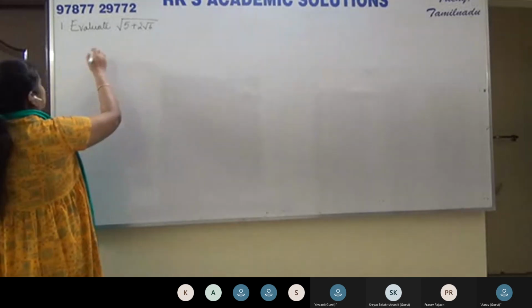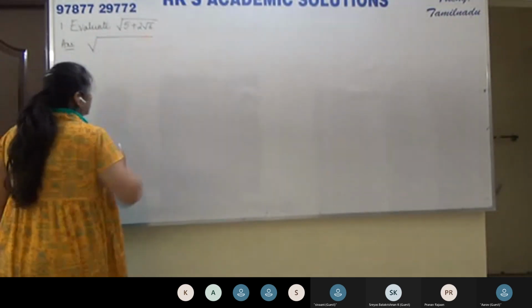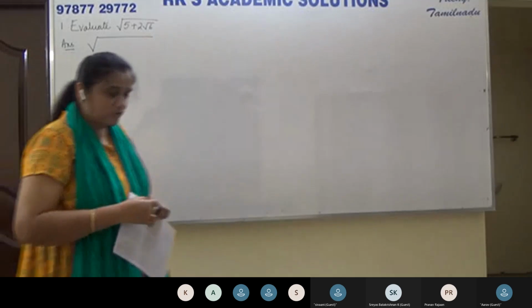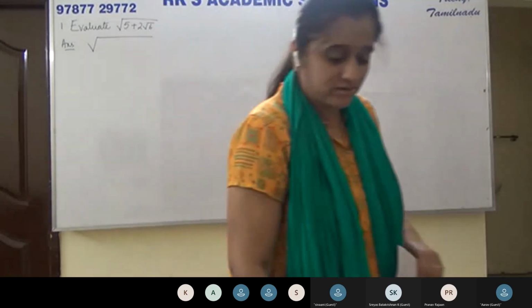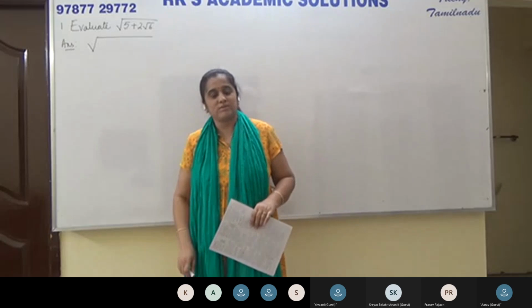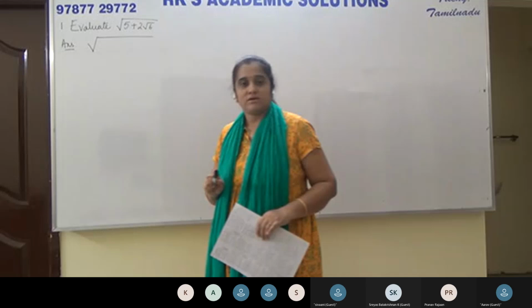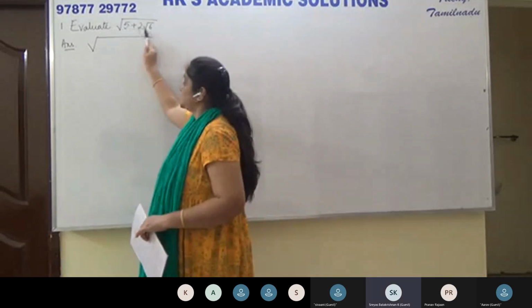All right, children. So evaluate the square root of 5 plus 2 root 6. Now we're going to use an identity. We're going to use the identity (a plus b) the whole square is equal to a square plus 2ab plus b square in order to find the value of this expression. All right. So now we have two terms.